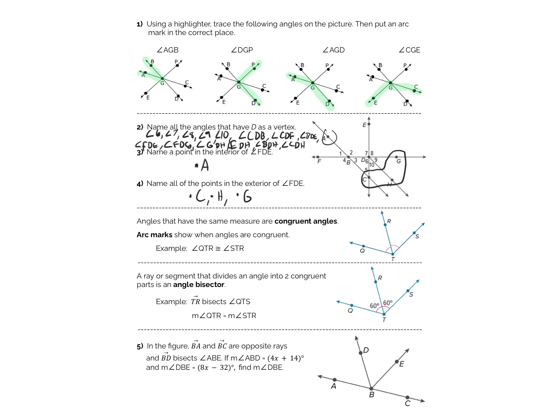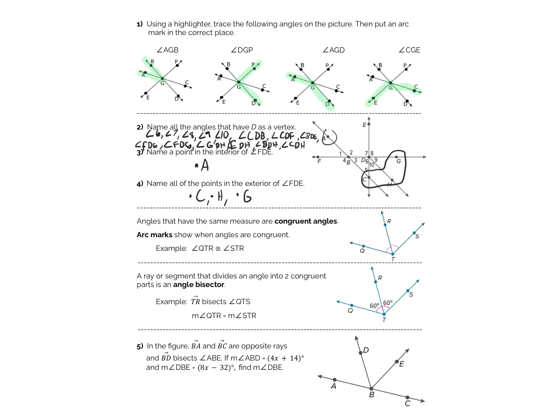Now, angles that have the same measure, I want you to understand, angles that have the same measure are congruent. Just like segments that have the same length are congruent, angles that have the same measure are congruent. And arc marks are how we show when angles are congruent. Just like in the segments, the tick marks that we used showed those were congruent. Arc marks show that angles are congruent. So angle QTR is congruent in this picture to angle STR.